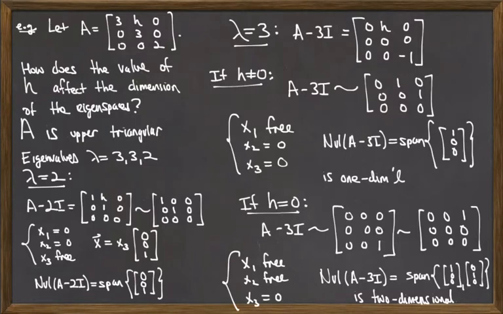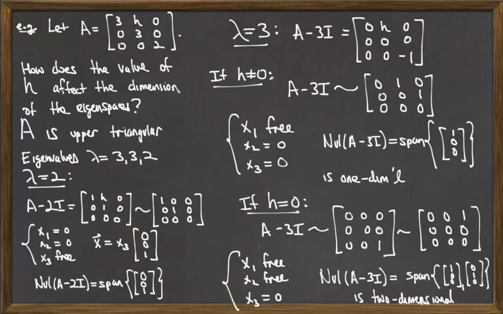So what's your conclusion here? The dimension of the null space is ultimately governed by the multiplicity of the eigenvalue. If the eigenvalue, like lambda equal to 2, has multiplicity 1, its eigenspace will be one-dimensional. But as the multiplicity goes up, it's possible for the eigenspace to have dimension anywhere between 1 and the multiplicity. In this case, for h not equal to 0, the eigenspace was one-dimensional, and for h equal to 0, the eigenspace was two-dimensional. That's because this was a multiplicity 2 eigenvalue.